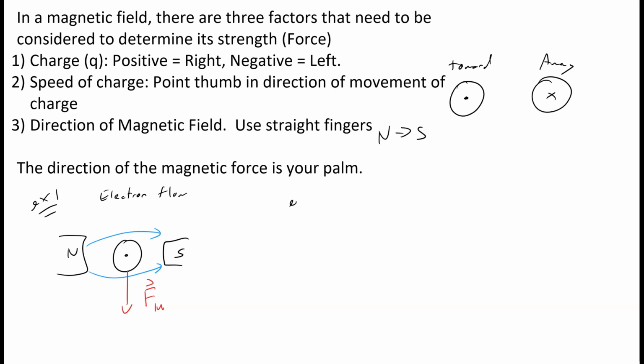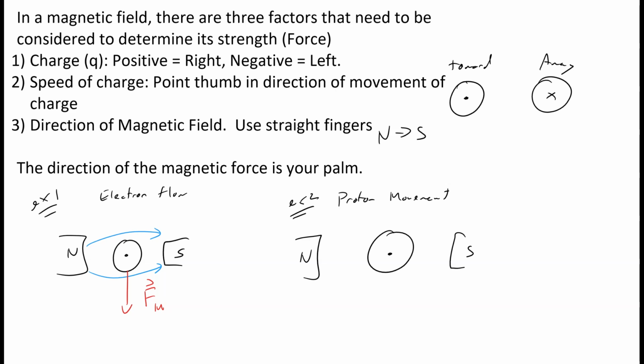Let's try one more time. This time, I am going to look at the movement of a proton. So let's say I had a proton and it was yet again moving towards me. And yet again, I'm going to have my north end right here. And I'm going to have my south end right here. So yet again, because we have positive charge, we're going to be using our right hand.